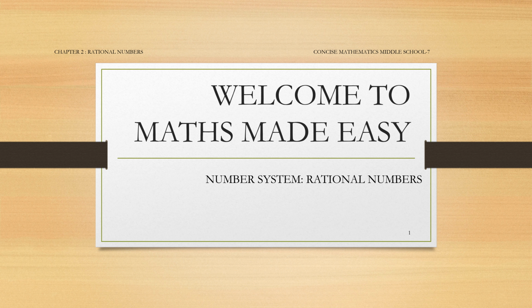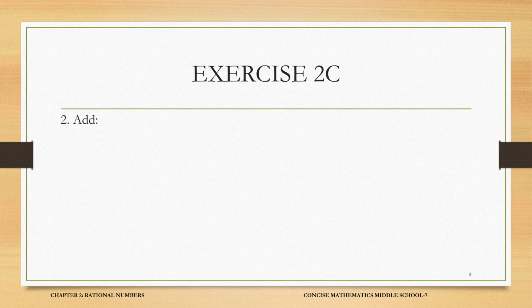Let's continue with rational numbers, exercise 2C, part 2. Here is our second question, add. Here we are going to add the two rational numbers. These are the two rational numbers and we are going to add them.